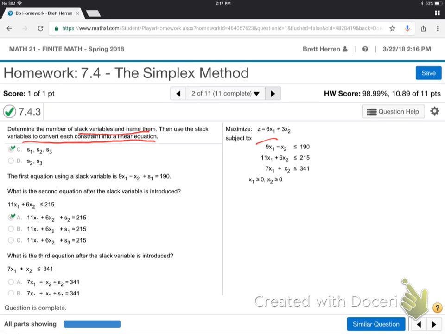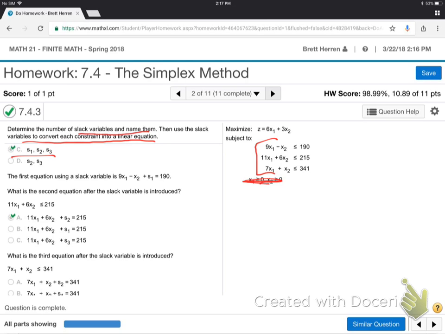So look over here. How many less than statements do we have? 3. We don't care about that part at the bottom. That's always there. Greater than 0, whatever. That just means it can't be negative. So that's always going to be there. We ignore it. So we have 3, so we need 3 slack variables: S1, S2, S3.